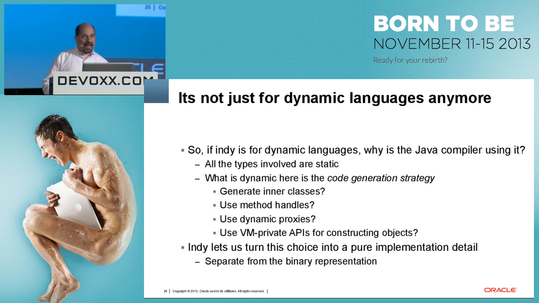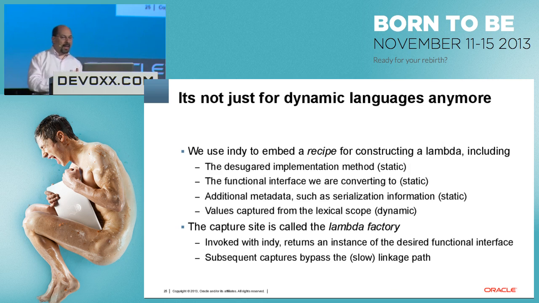So, having absorbed all of this background about Invoke Dynamic, how do we use it? We use Invoke Dynamic to embed a recipe for how to make the lambda into the class file. So there's an Invoke Dynamic call site, and the recipe includes a bunch of things. We've desugared the lambda body into a method. I showed an example of that earlier.